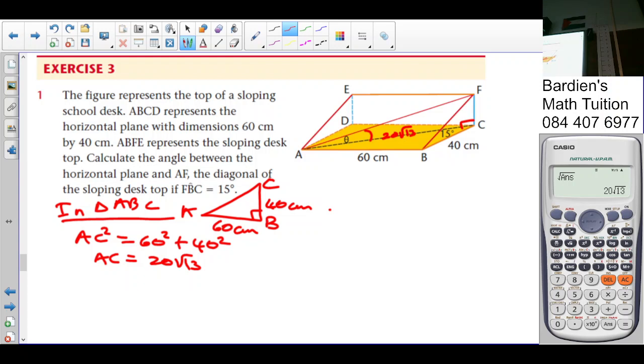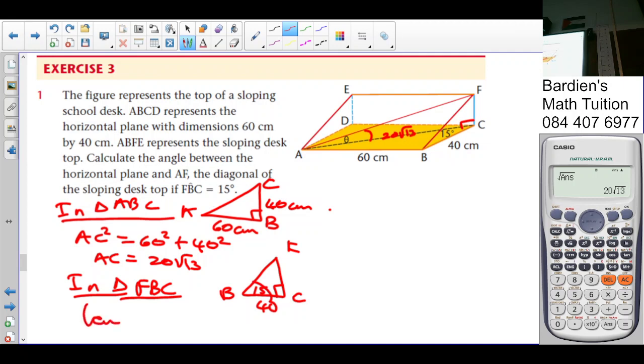Alright. Then in triangle FBC, we have a triangle looking like this. Again, that's 90. That's 15 degrees. This is 40. We want to work out FC. So, which trigonometric function uses opposite and adjacent? Tan. So we go tan of 15 is equal to FC over 40.